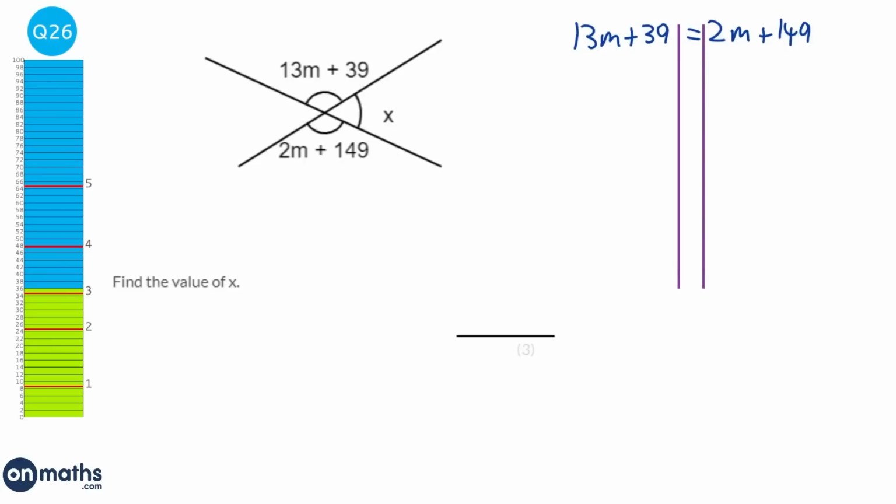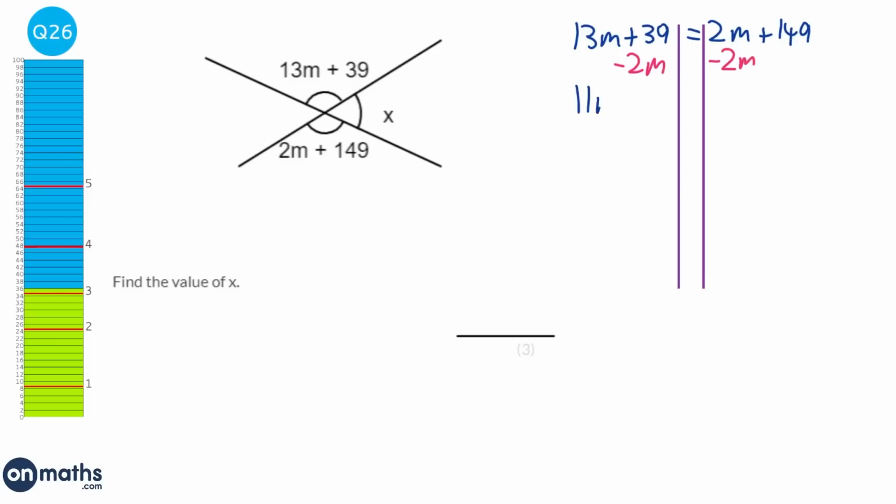And to solve this, we first of all take away the smaller amount of m, because we've got m's on both sides. We can't really cope with that when we're solving. And so we've got a 13m and a 2m. So we're going to remove the 2m. We're going to take that away from both sides to start off.